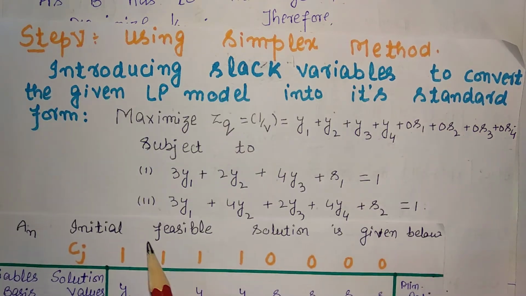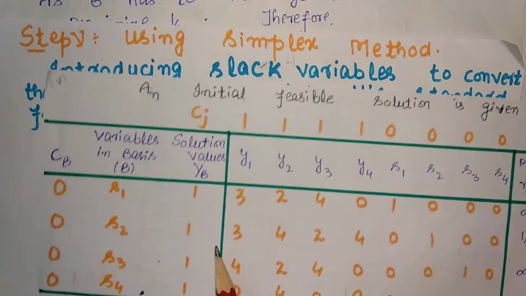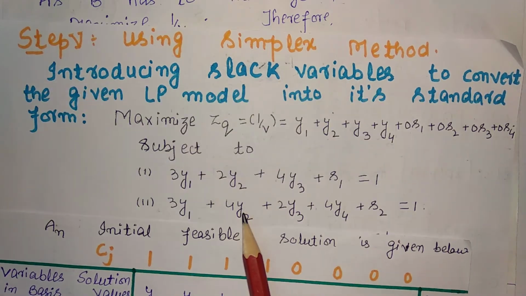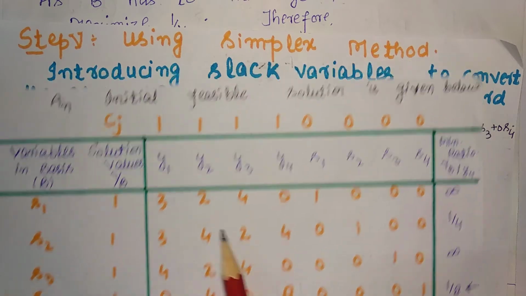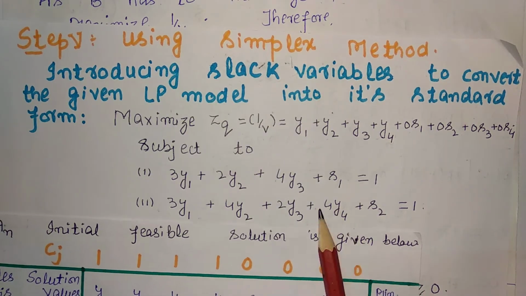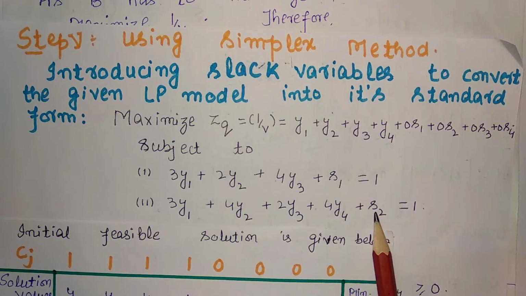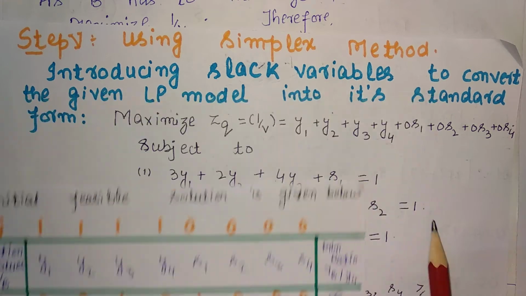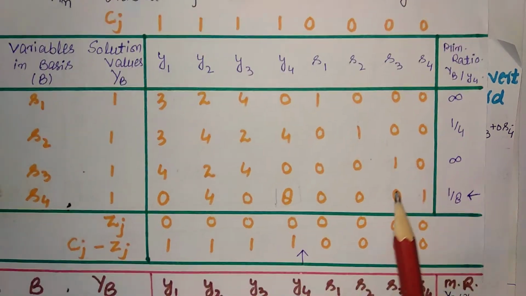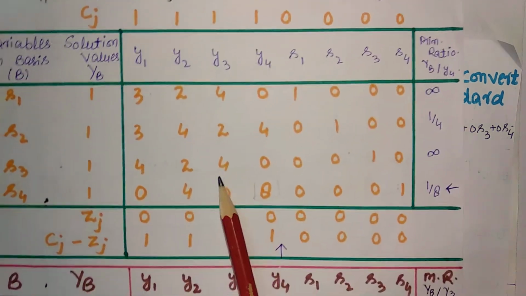Similarly, in the second constraint, the coefficient of y1 is 3. So I had written here 3. Coefficient of y2 is 4. So I had written here 4. Coefficient of y3 is 2. Okay. Then coefficient of y4 is 4. Okay. Coefficient of s1 is not available. S2, okay, 1 and s3, s4 are not available. Okay. Similarly, for the third constraint and fourth constraint, I had written here the third and fourth constraints.